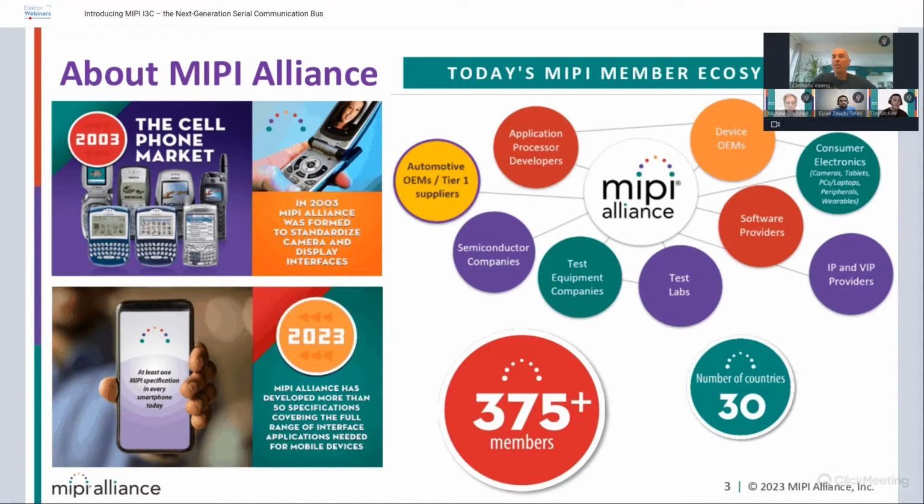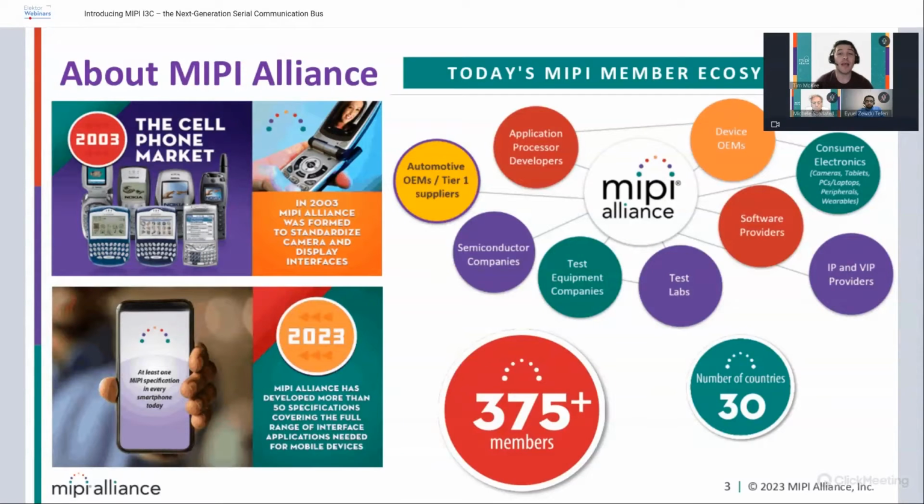Welcome everybody. I wanted to start off real quick, just talk about the MIPI Alliance. So back in 2003, MIPI was formed and went after standardizing camera and display interfaces. Now, we fast forward to 2023, the MIPI Alliance has developed more than 50 specifications, all sorts of range of interfaces, and has really broadened their reach. Today's MIPI ecosystems, over 375 members, spanning across multiple countries and many different industries, from semiconductors to software, to test labs, IP and VIP providers all over the place.